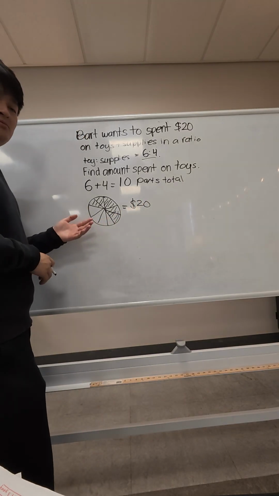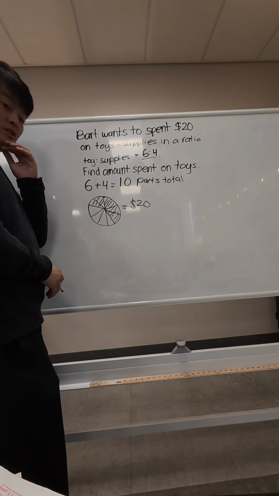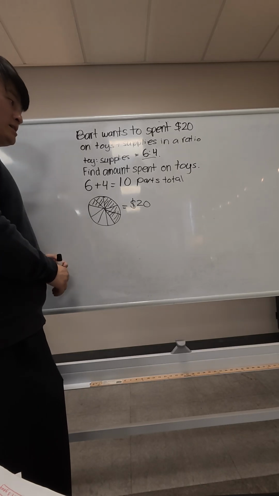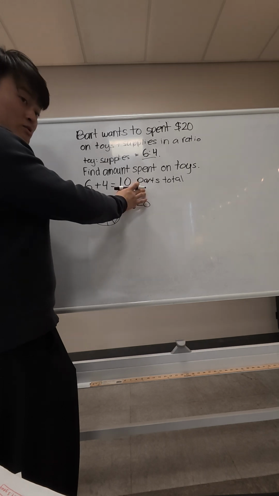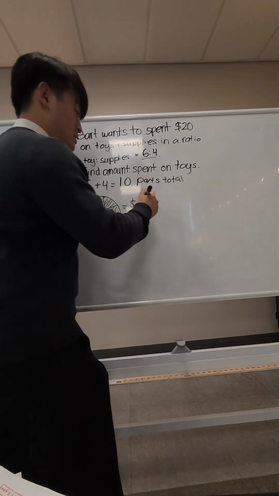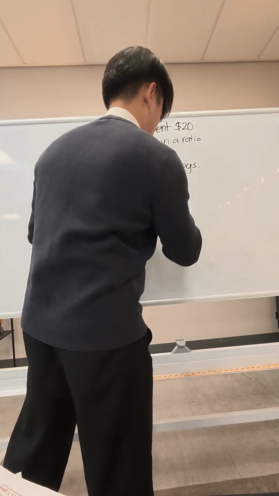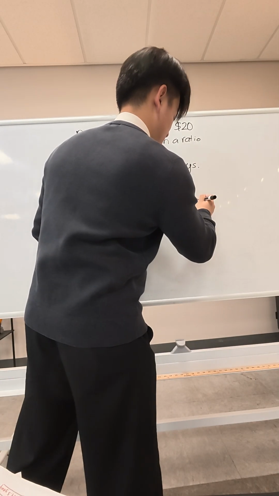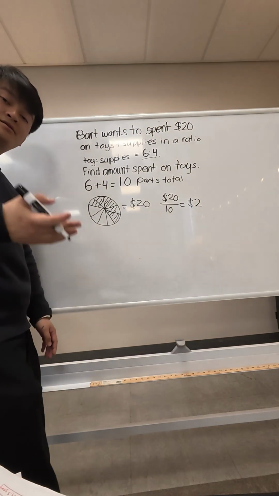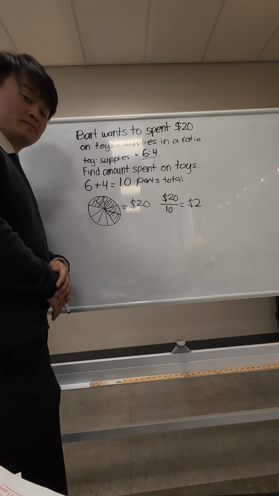Well, I want to find out maybe the price of one slice, right? That's the purpose of finding the price of one part. How do I do that? All I'm going to do is take this $20 and the parts in total and divide it. So I'm going to write it out like this: 20 over 10 parts in total, which gives me $2. What does this $2 tell us? This tells us that each slice is worth $2.